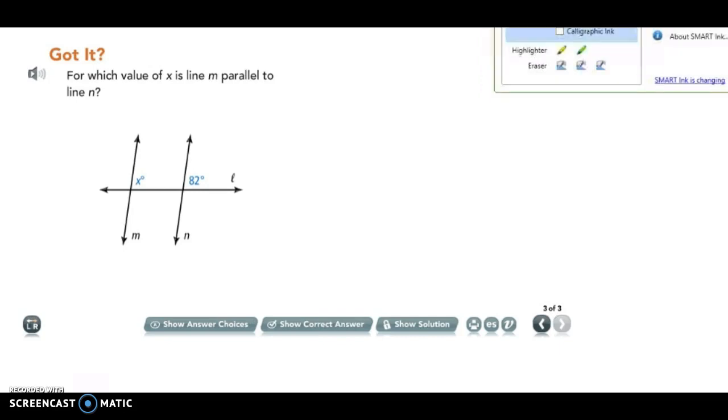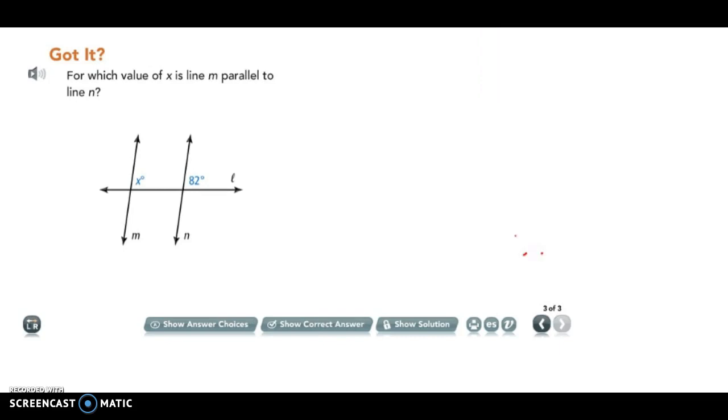So we want to now know, is X and 82 parallel? So what value of X is line M parallel to line N? So line M and N are two lines, and we want to know if they are parallel, what does X have to be? Well, because these two are corresponding angles, then X has to equal 82 degrees. So X has to be 82 degrees because of corresponding angles.